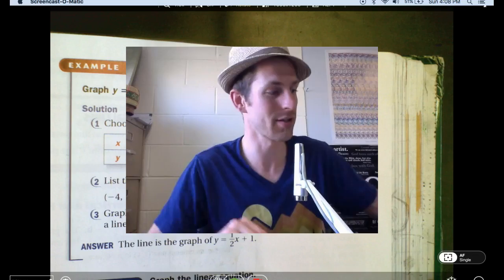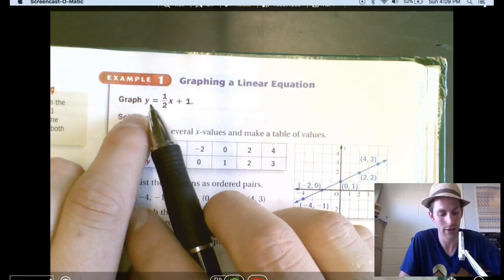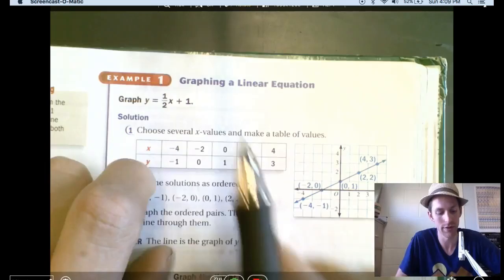Wow. Graph that. All right? If I told you, hey, here's the equation, graph it. Is it linear? Yeah, you know this is going to give you a line because there's two variables, both raised to the first power, in separate terms. All you gotta do is make a table of values.